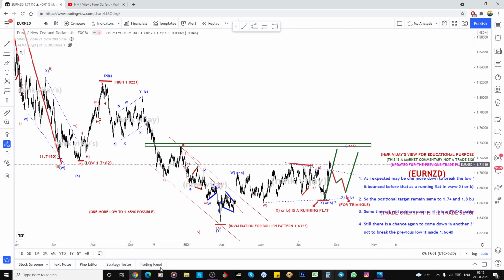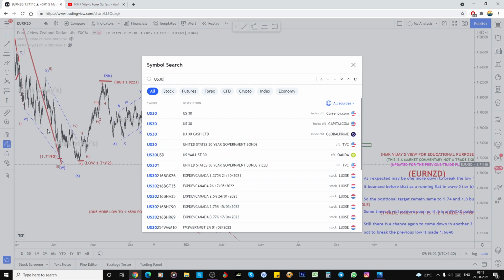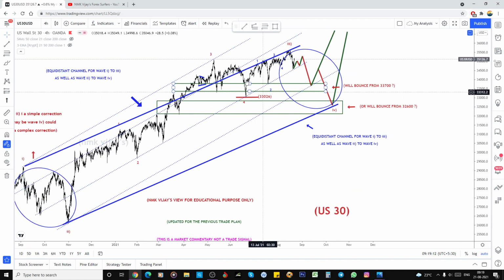So let's move on to US30. See, US30 also, I updated my chart here. What I said previously, I changed my wave count here. What I thought here is the third, and here the fourth has ended. So here the fourth has ended. So we are in that 5th wave. So it's already done, meaning from here it has to come to the downside.